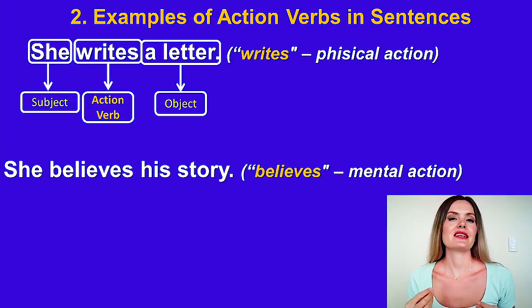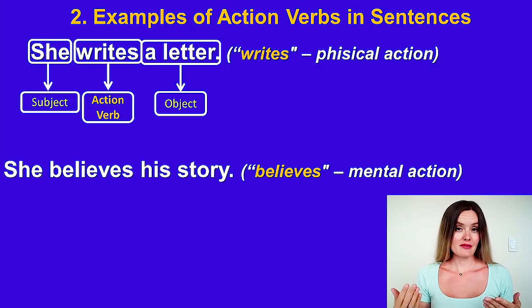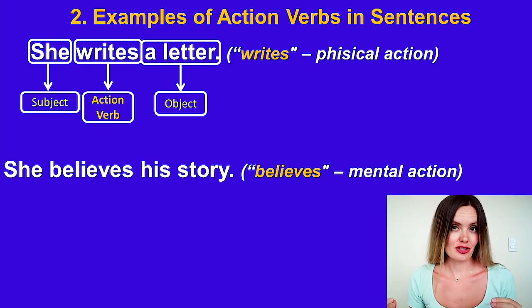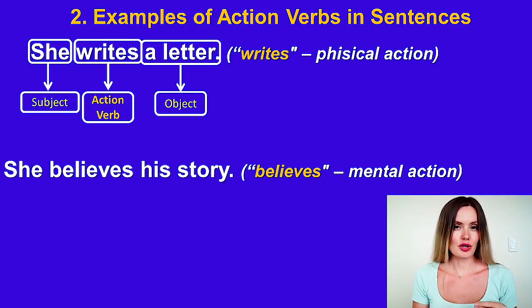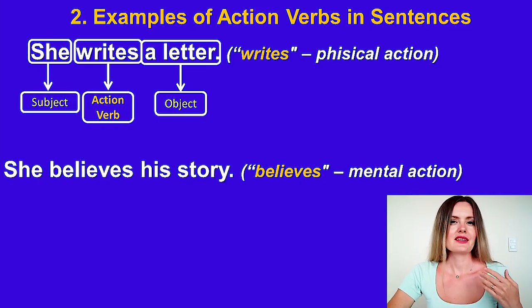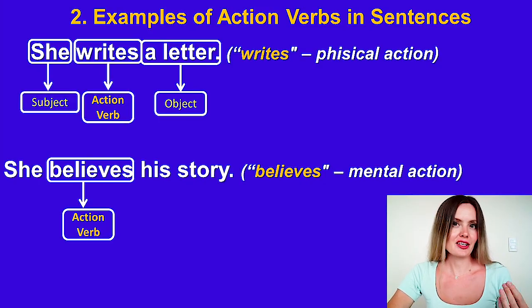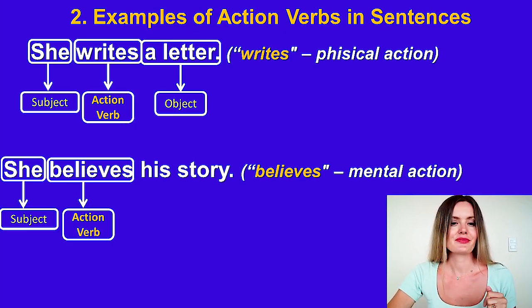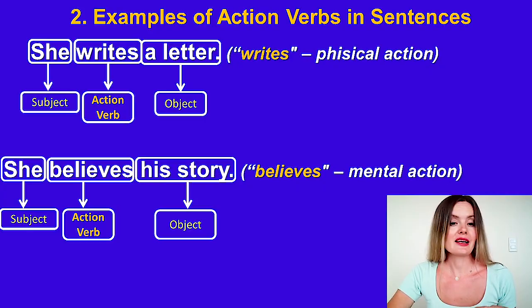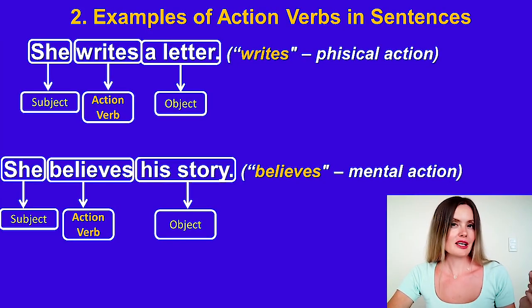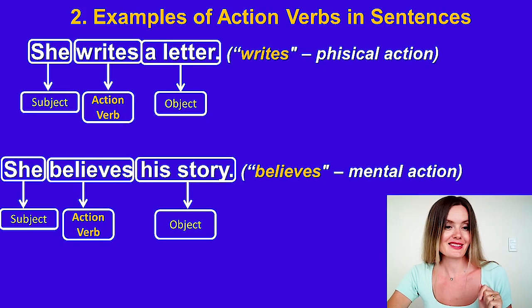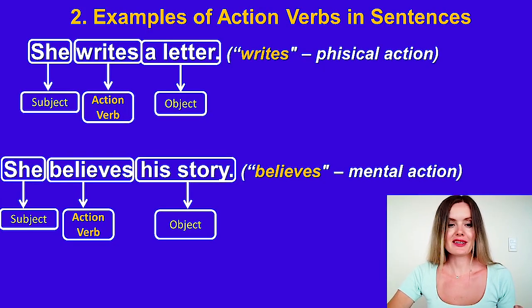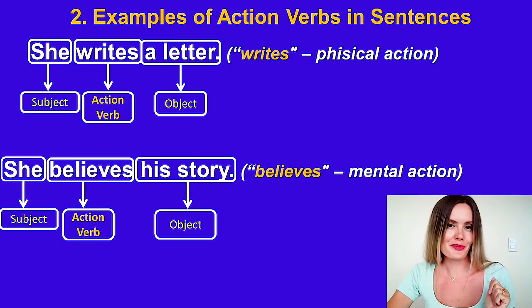She believes his story. Believes is a verb that shows mental action. So believes is an action verb. She is the subject. His story is an object. What does she believe? His story. That's why it's an object. So we have the subject, action verb, and object.